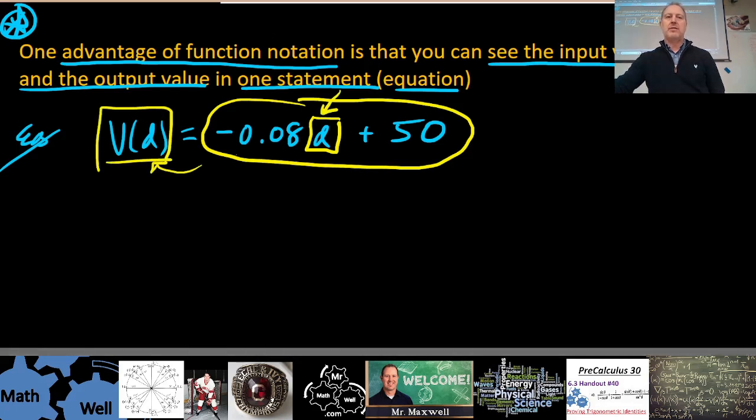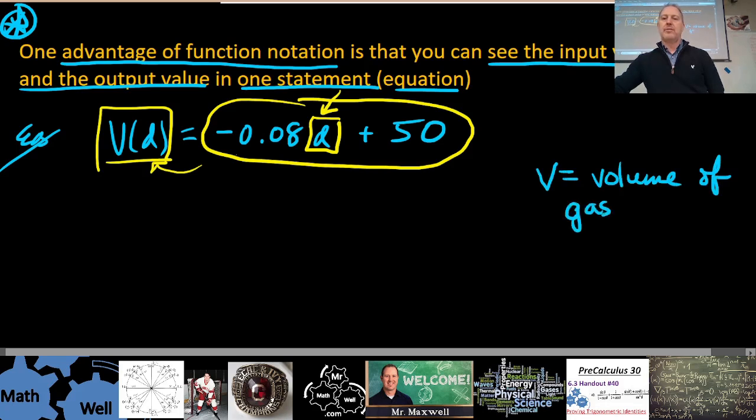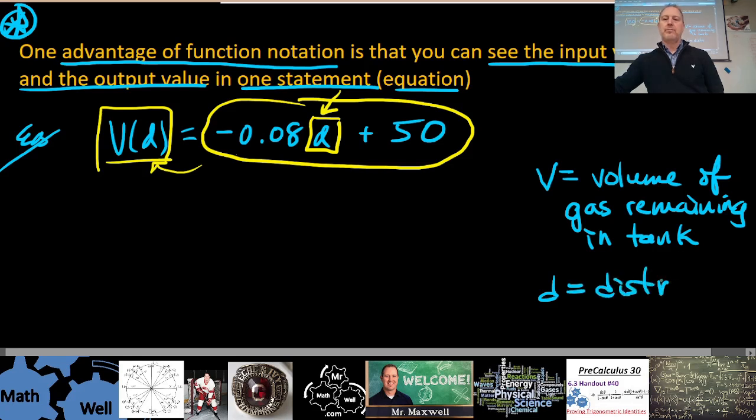Now in this particular example, I would say that v is going to be the volume of gas remaining in the tank, and d is distance driven. So just jot that down to give some context to your formula.